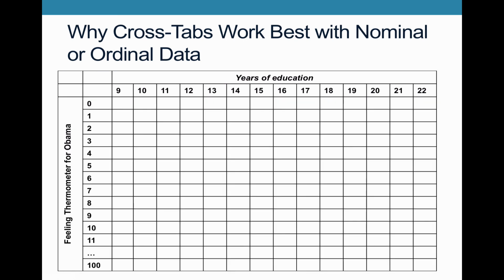Even more so if you had, say, a feeling thermometer for Obama, which is an interval variable, with years of education, which is a ratio measure. If you were trying to fill in all of these cells, it's just completely unwieldy. And so this is not the best kind of test to use when you have interval or ratio data. There'll be other tests that we can use that'll be more useful in that.